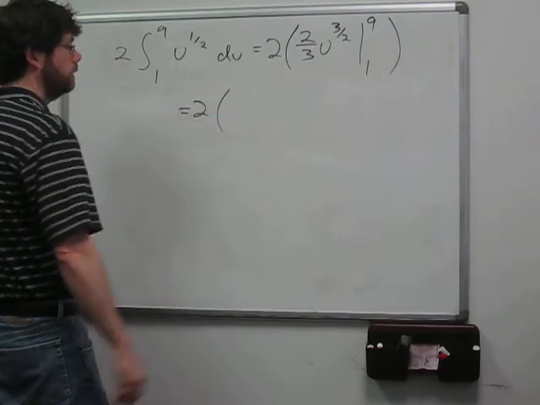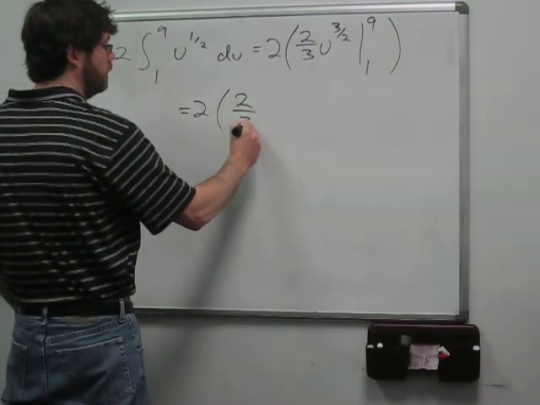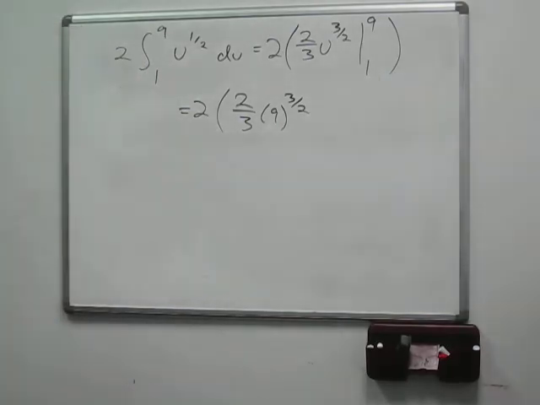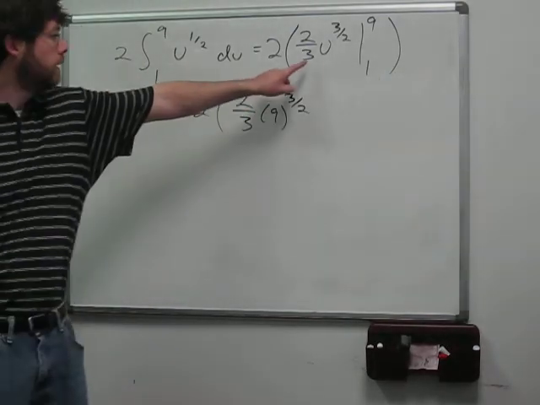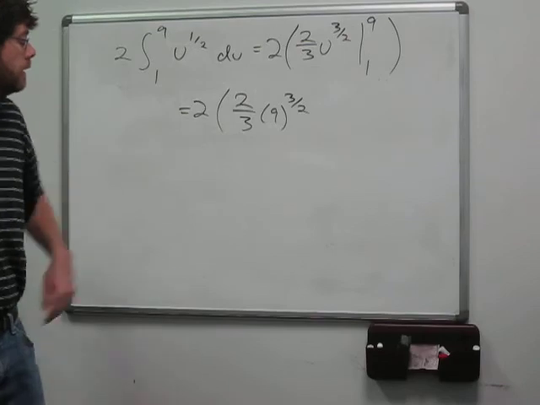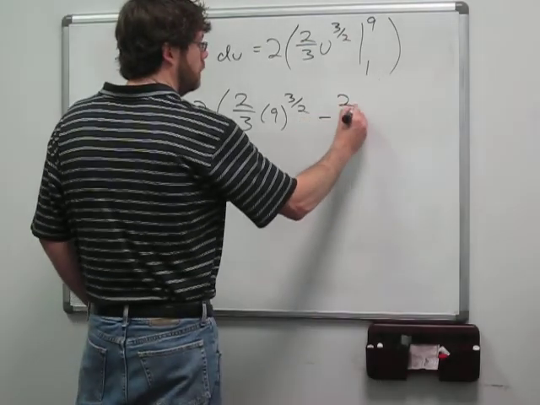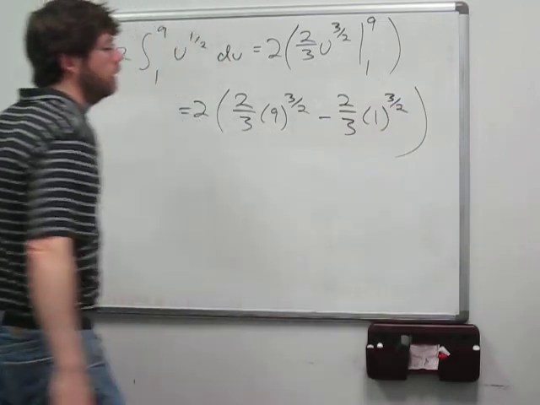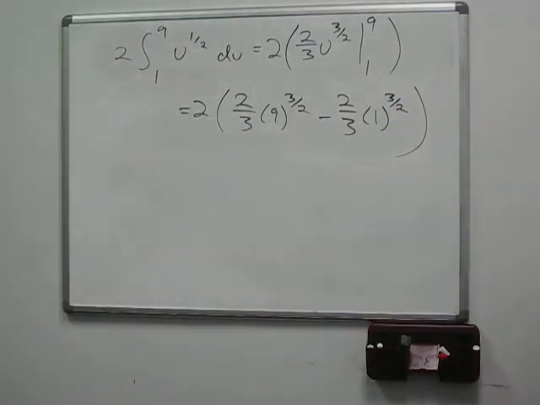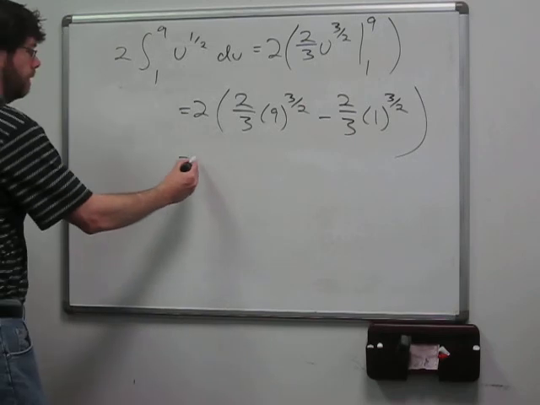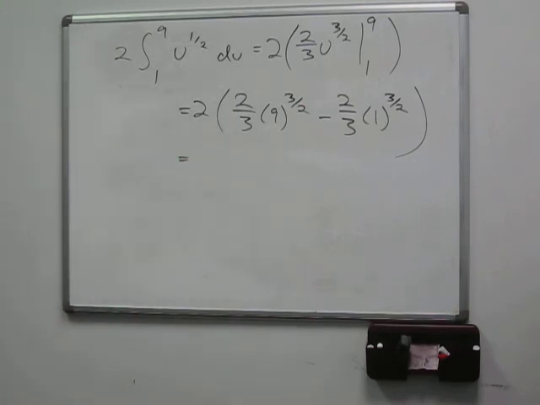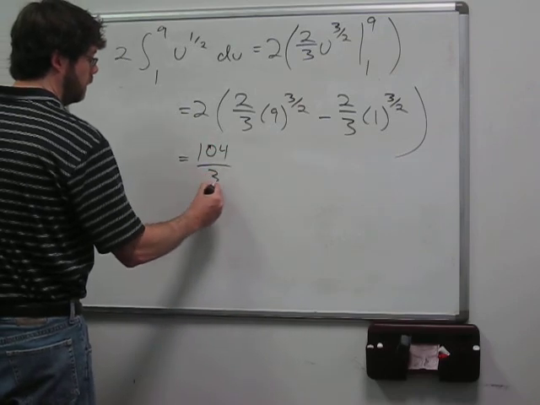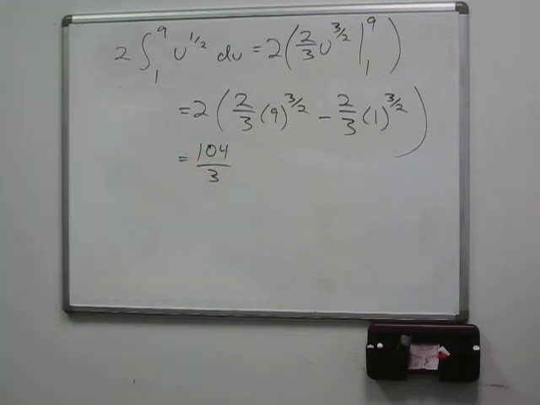So this will be equal to 2 times our antiderivative here with 9 substituted in. Subtract evaluation at 1. And again, we perform this calculation by hand or with a calculator. And we get to a value of 104 over 3.